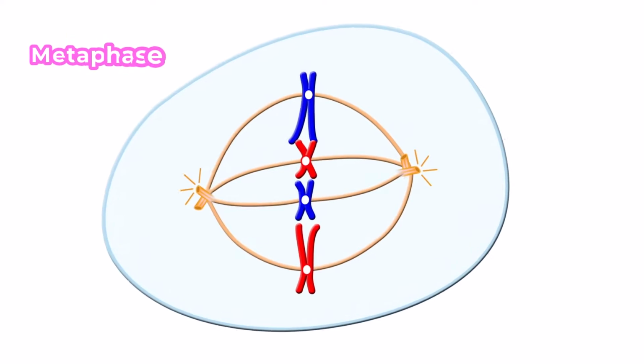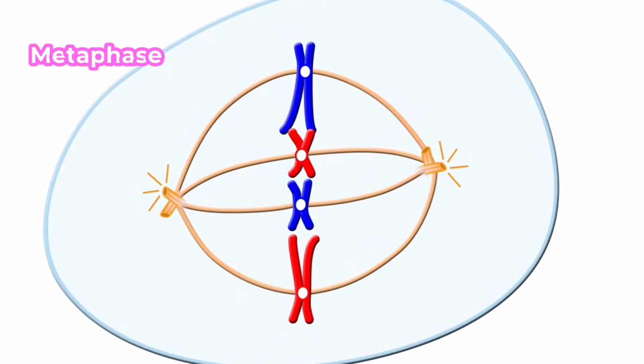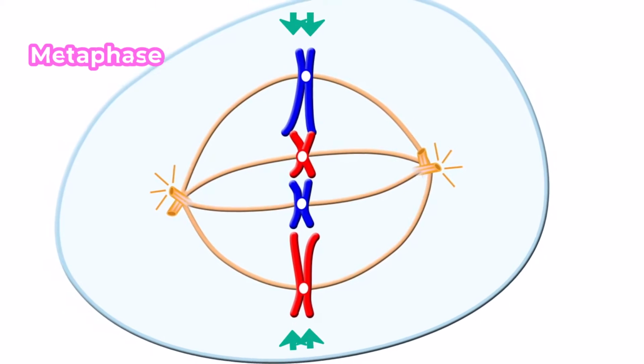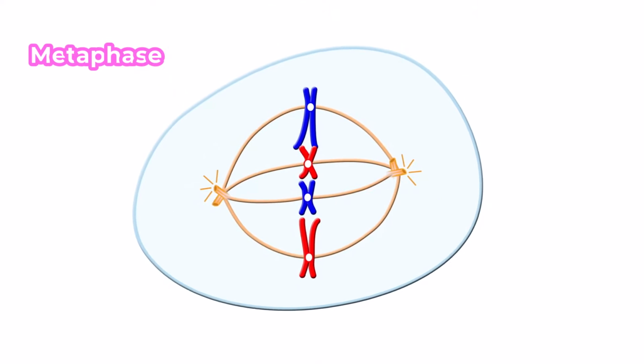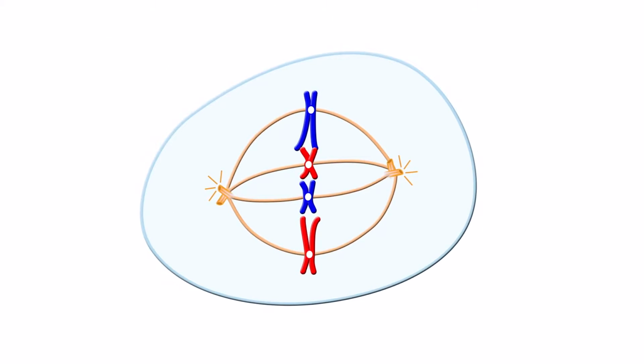In metaphase, the mitotic spindle is now fully formed. The centromeres of all the chromosomes line up between the two poles of the spindle. For each chromosome, the tracks of the mitotic spindle are attached to the two sister chromatids, and they get pulled toward opposite poles. This tug of war keeps the chromosomes in the middle of the cell.